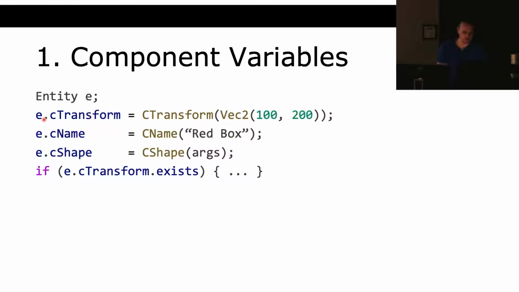So I could say, okay, e.cTransform equals cTransform vec2 100, 200. So this might say position my entity at 100, 200 within the world. Just by creating a new instance of this class. Now we have name, let's say this is a red box, and we have a shape, which is, okay, I'm going to construct a shape with some arguments. Maybe it's a rectangle, maybe it's a circle, etc.